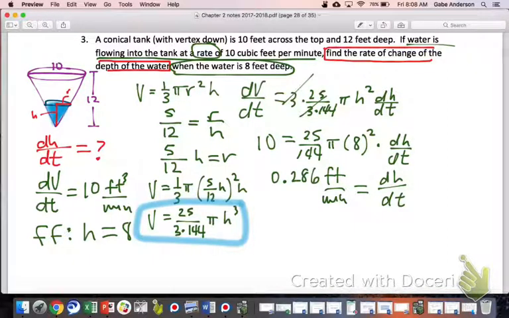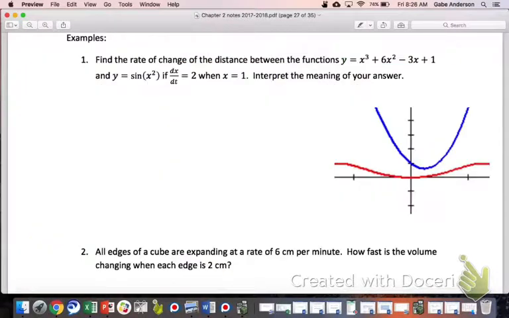We all agree? We are all good? All right, good deal. We're going to finish things up here in just a second. Before we do, though, any questions? Okay. So I gave you a graph. It says find the rate of change between the function y equals x cubed, blah, blah, blah, and y equals sine of x squared if dx dt is equal to 2 when x equals 1.